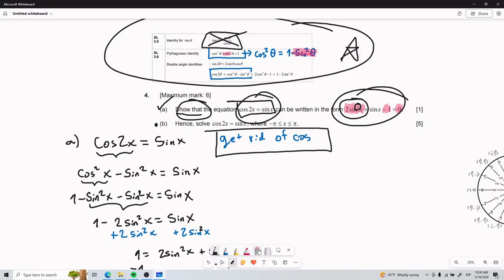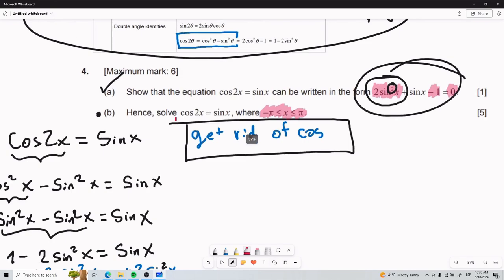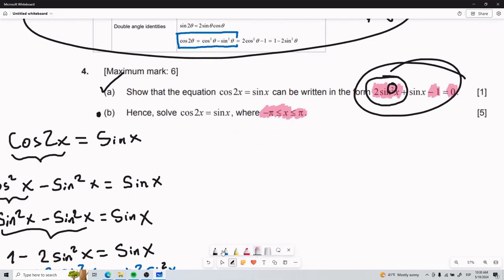Then for part B, we have: hence solve cosine 2x equals sine x, where blah. And I know some of you might be thinking, what the heck is going on? Basically, it says hence. Anytime the IB says hence, it's a big hint that what you did in part A, you need for part B.